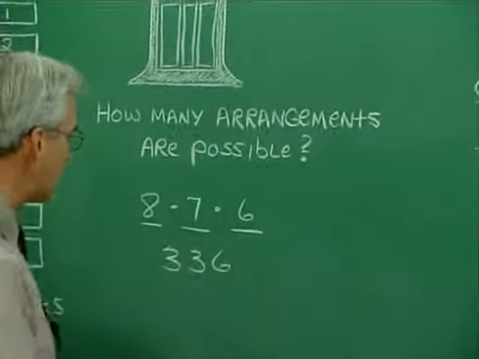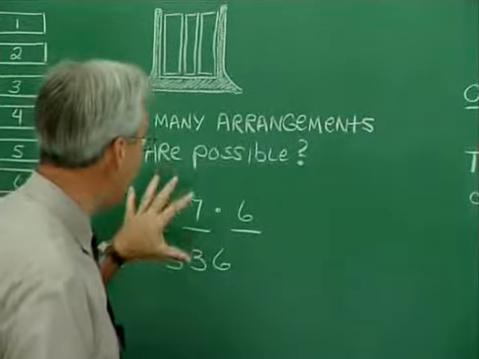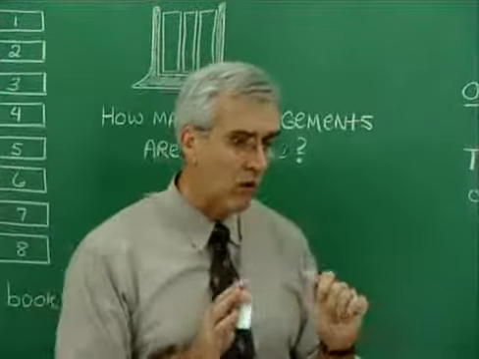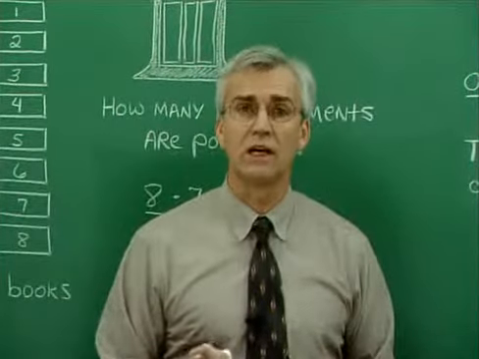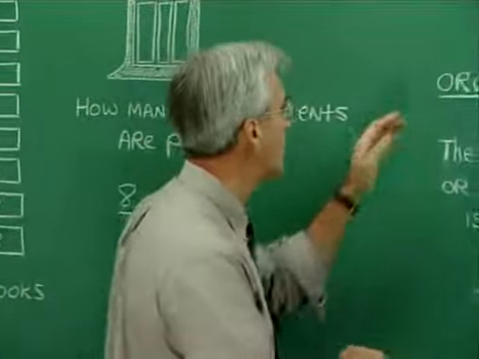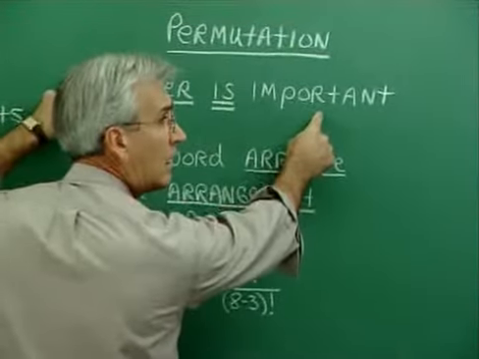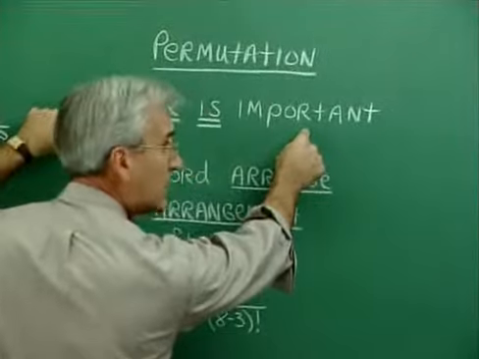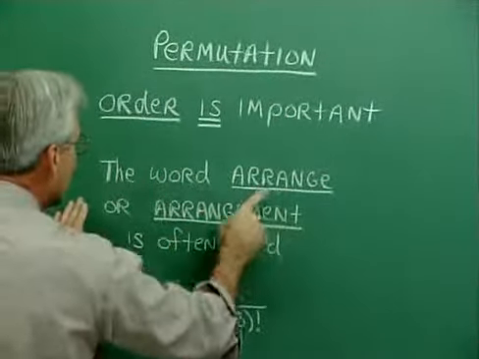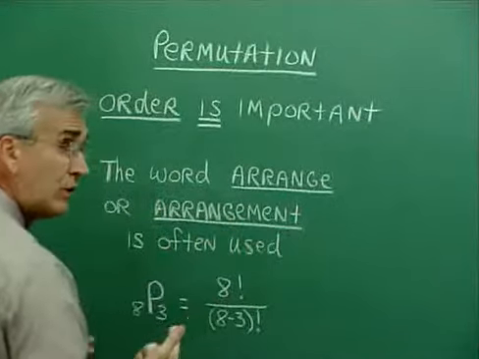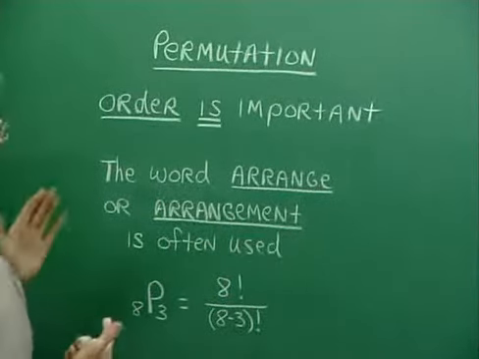taking them from 8 books. Now, this situation has a name. This notion about order being important and so forth, this is called a permutation. And in the notion of permutations, order is an important aspect in the calculation of a permutation. Now, the word arrange or arrangement is often used in this kind of problem. And there's even a formula that's associated with permutation.